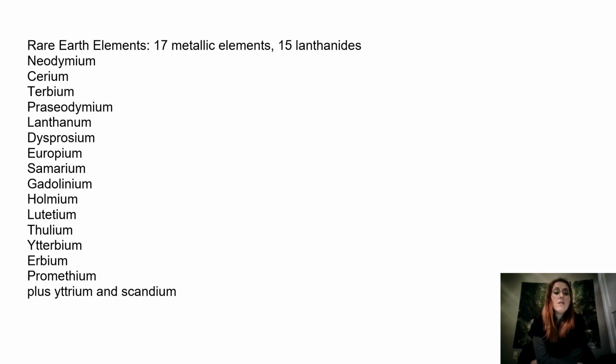Those are neodymium, cerium, terbium, praseodymium, lanthanum, dysprosium, europium, samarium, gadolinium, holmium, lutetium, thulium, ytterbium, erbium, promethium, plus yttrium and scandium.